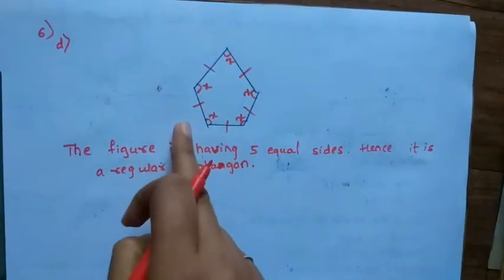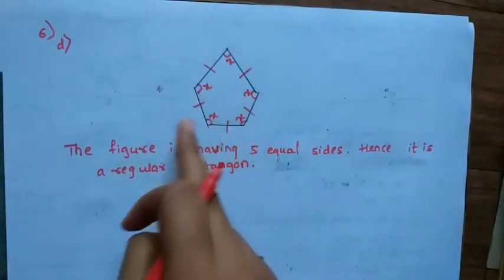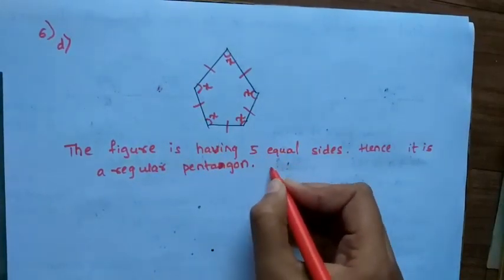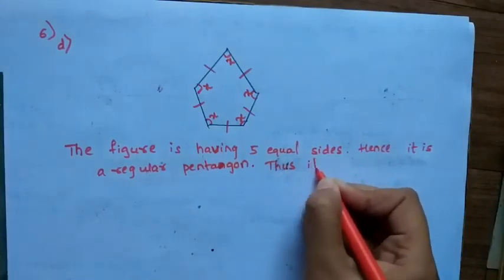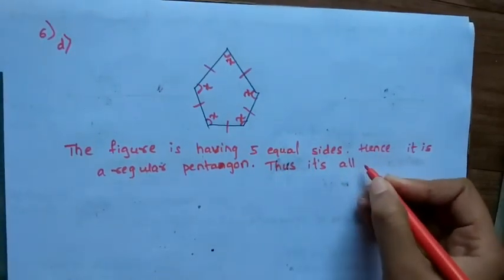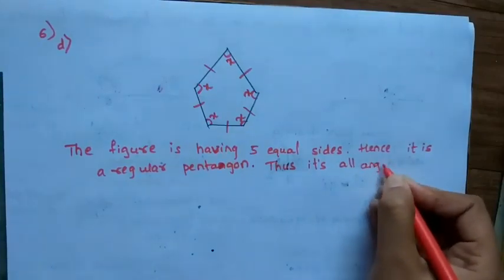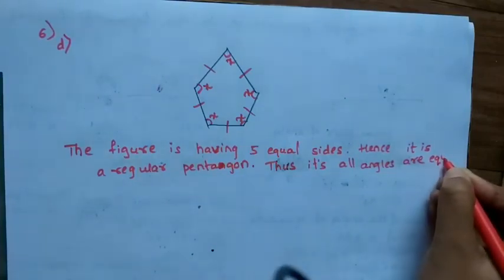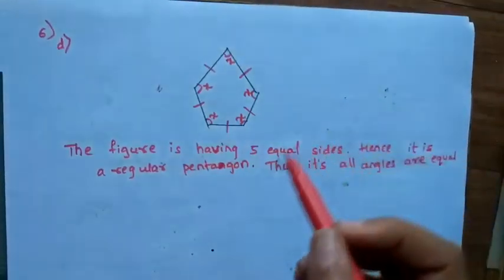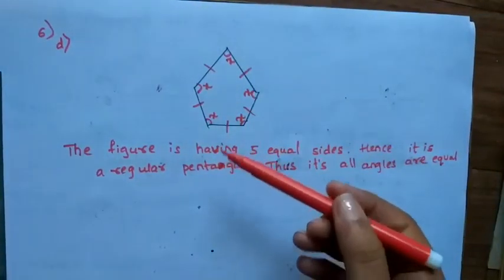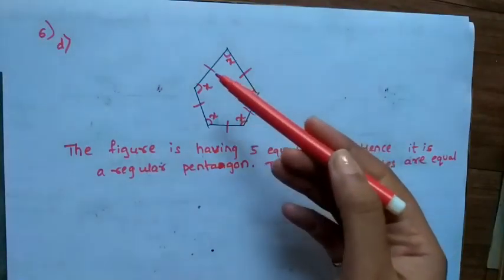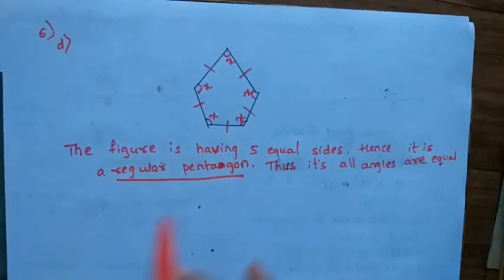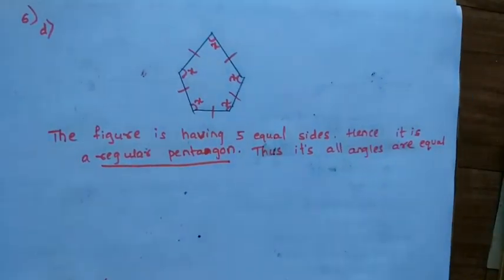All sides are equal. If all sides are equal, it means definitely all angles are also equal. Here first they have given the sides. Here all sides are equal, which means definitely all angles are equal. This type of figure is said to be a regular pentagon.